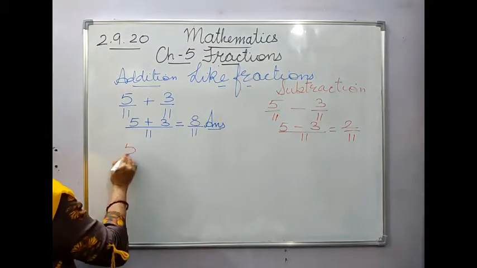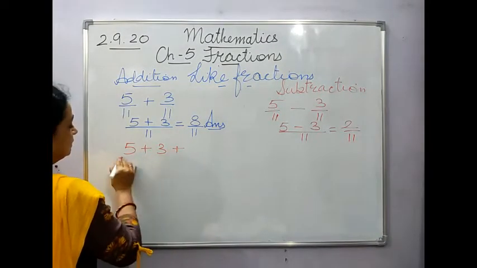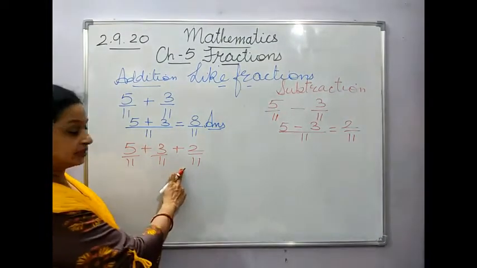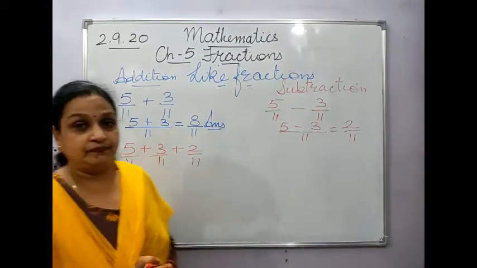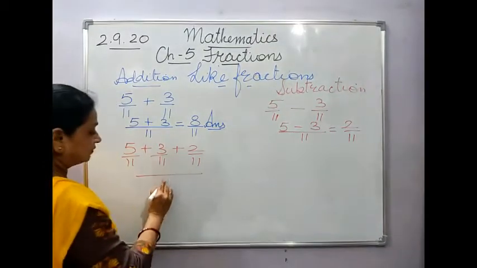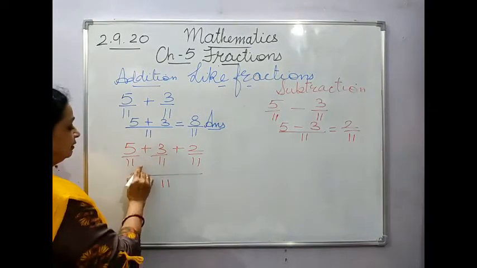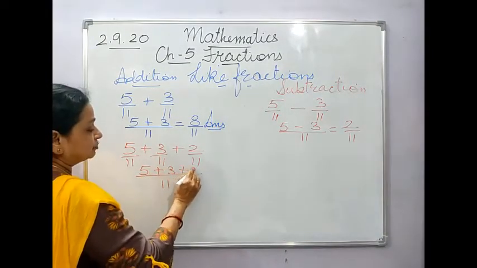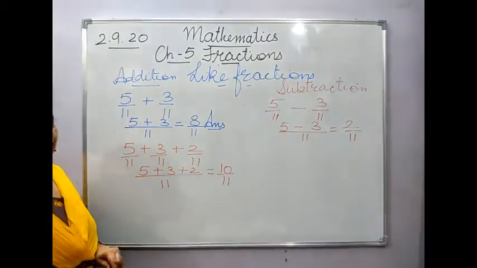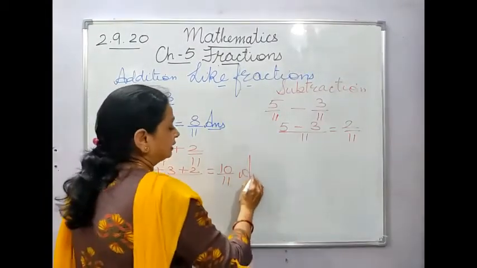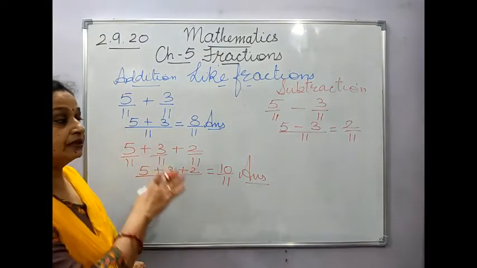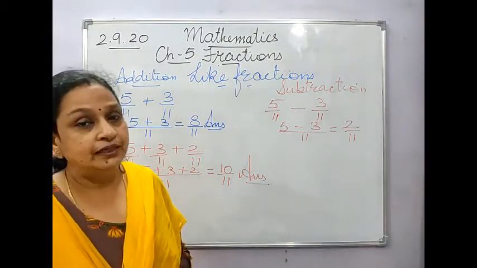Then I'll take another example. Suppose I take 5 upon 11, 3 upon 11 and 2 upon 11. That means 3 fractions I have taken. In this also the denominators are same. That means all the 3 are like fractions. Same way, we will write the denominator as it is because it is same. 5 plus 3 plus 2, it is 10 upon 11. It is already in the reduced term, so we don't have to do anything, and this will be your answer. I hope it is clear to everyone. Children, I will be explaining these sums, then we will move on to the exercise.